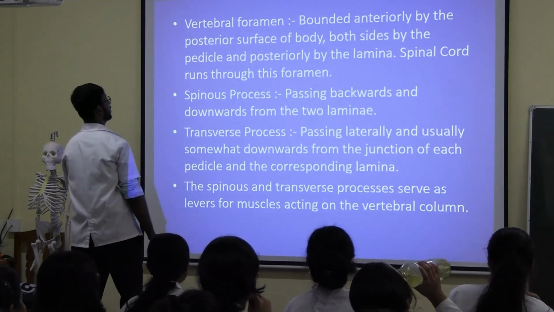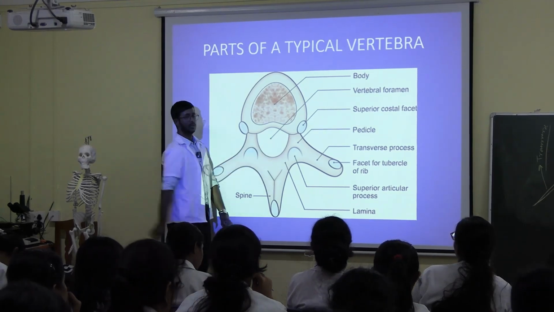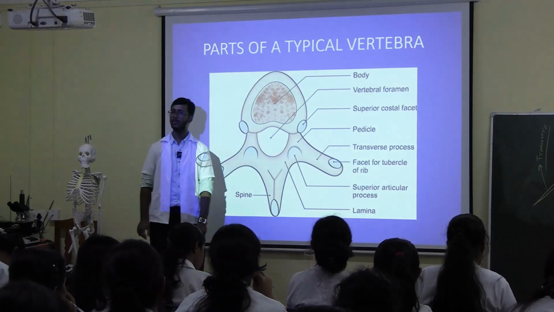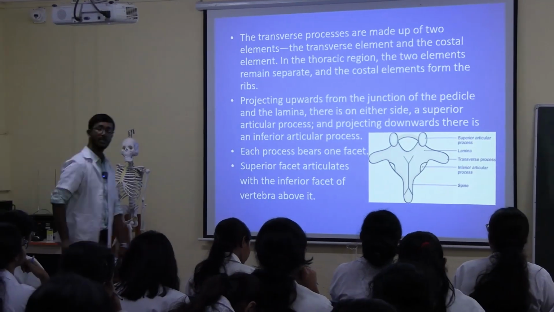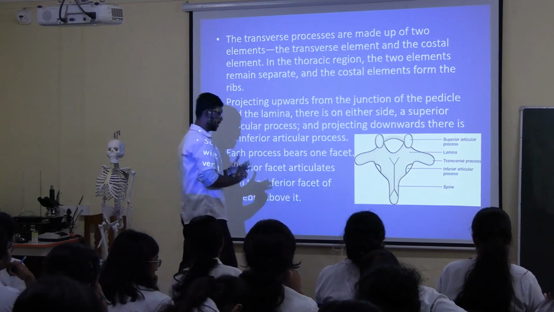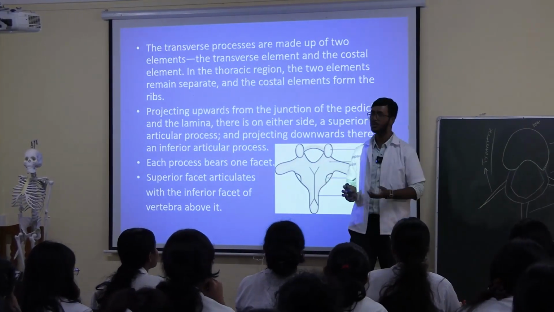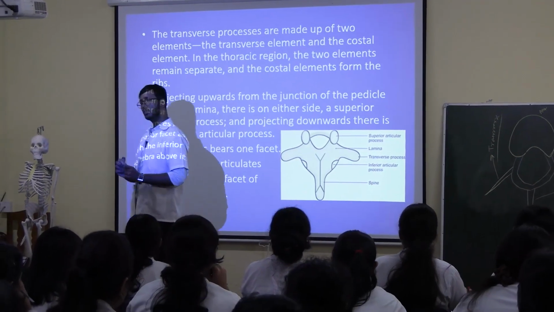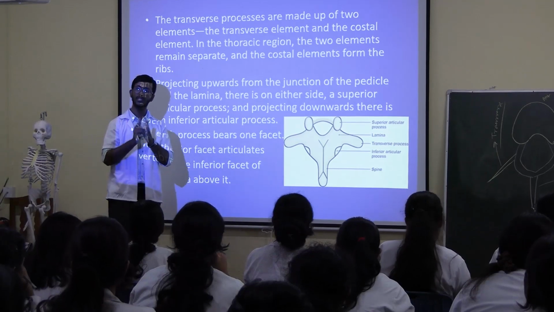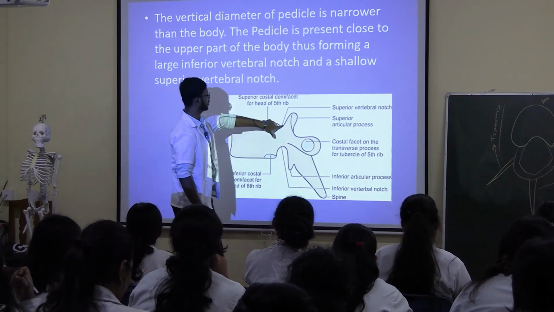Now the vertebral foramen. See, this is your vertebral foramen. What passes through this vertebral foramen? The spinal cord, okay? These transverse processes are mainly made up of two elements. One is the costal element, another one is the transverse element. Usually these two elements are together in a single transverse process, but in the case of thoracic vertebra, these two units are separate, okay?